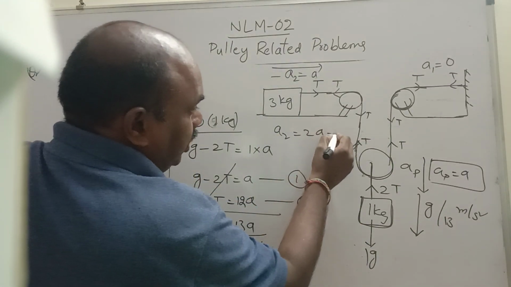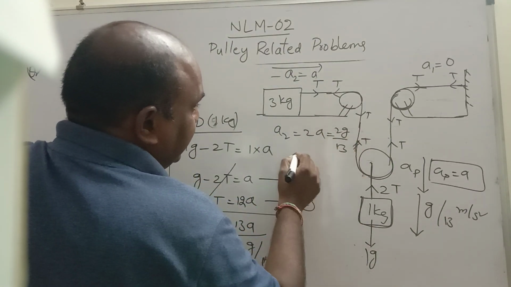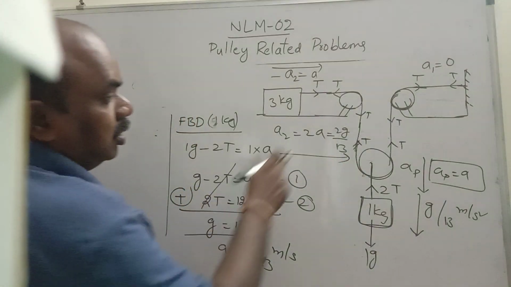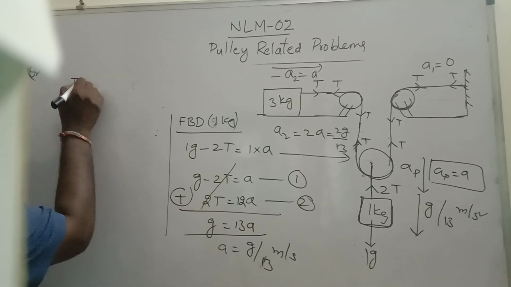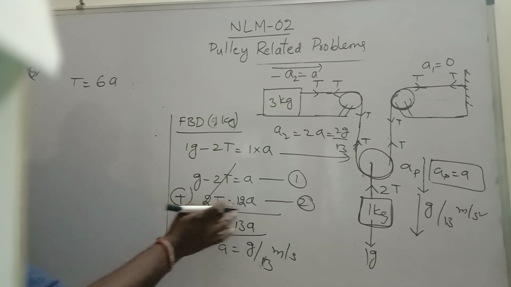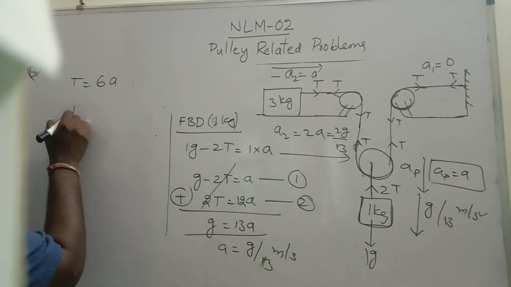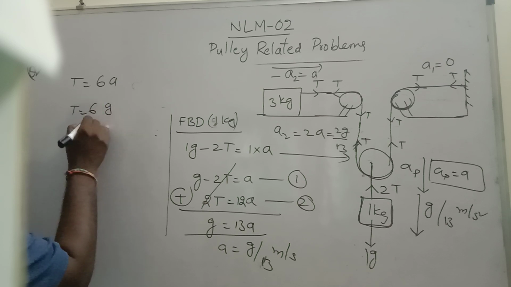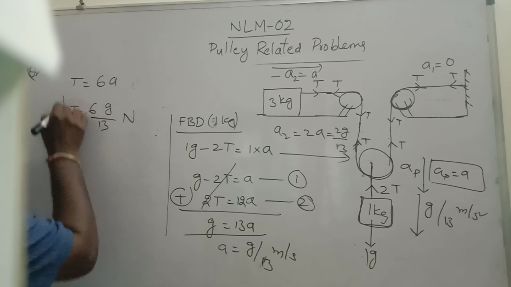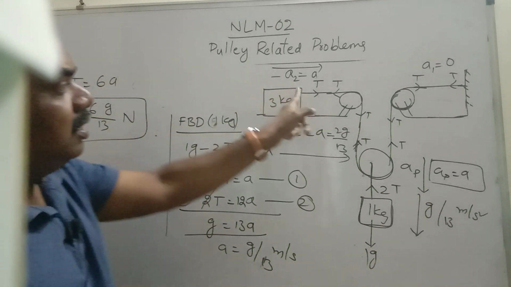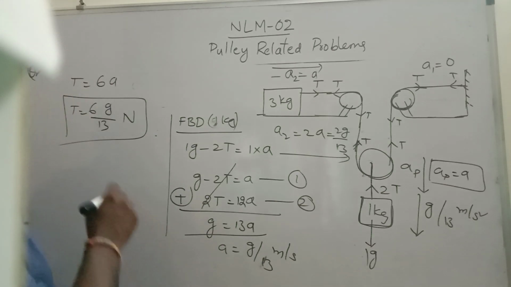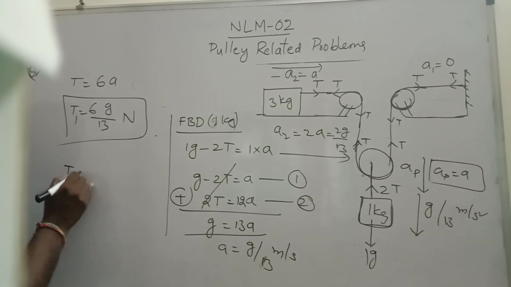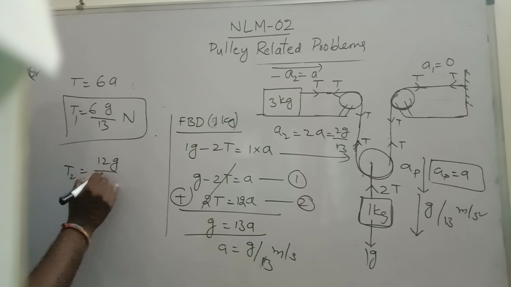The other is 2 into A, that is 2g by 13 meter per second square, in the horizontal direction. This one is g by 13 meter per second square. From this you can find the T value also. T is equal to 6A from the second equation. 2T is equal to 12A means T is equal to 6A. T is equal to 6 into A, which is g by 13. So 6g by 13 is the tension in the first string. The tension in the second string is 12g by 13 Newton.